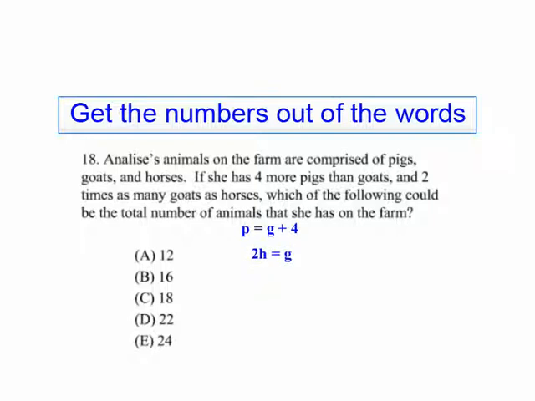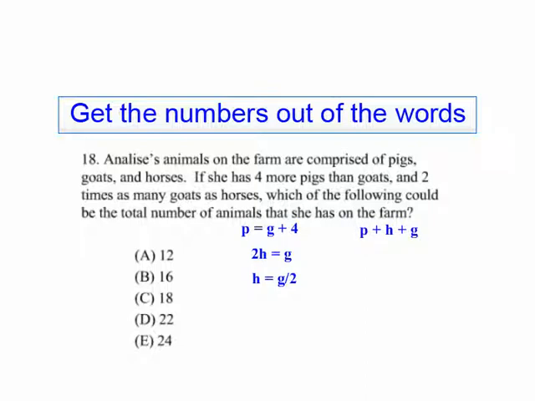We have to choose one of the animals around which to work. We've got to be able to determine what's going to be a multiple or a factor of one of these numbers in the answer choices. Let's start with goats because it seems that they're orienting us to the goats. If the pigs equal the goats plus 4 and 2 times the horses equals the goats, the horses would equal 1/2 of the goats. Okay, our total is going to be pigs plus horses plus goats.